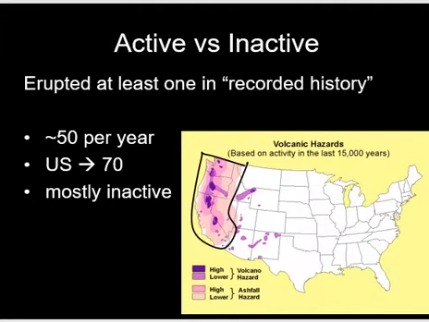And one of the things is to first think about this idea of there are active volcanoes and inactive volcanoes, and we call them active if they have erupted at least once in recorded history. There are approximately 50 volcanic eruptions a year, and we have about 70 volcanoes. Most of them are inactive. And they look at that recorded history of where they are hazardous based on the last 15,000 years.